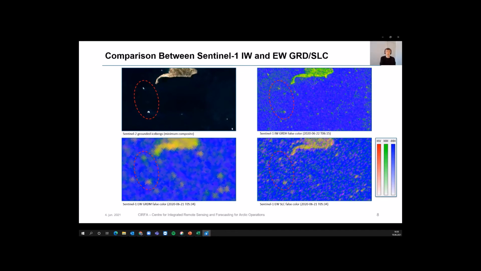Of course, the interferometric wide swath image is much better than both of them. It has a better resolution, but as the extra wide swath image is the most common format used in the Arctic, we need to consider using these images. The single look complex image processing will of course increase the computational requirements and storage requirements, but we might be able to use simpler detection algorithms on this image format and also perform better detections here. So this is something that we would like to look further into in the future.